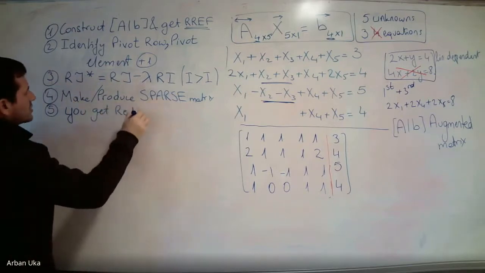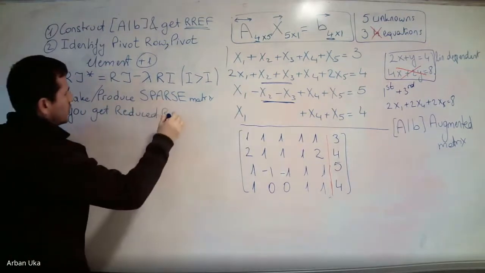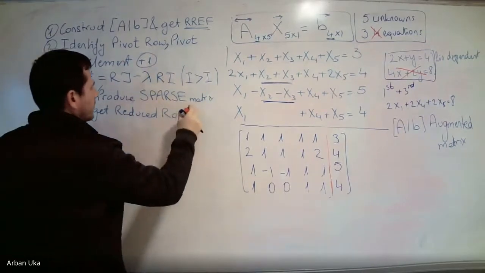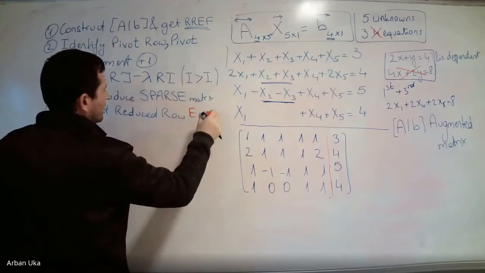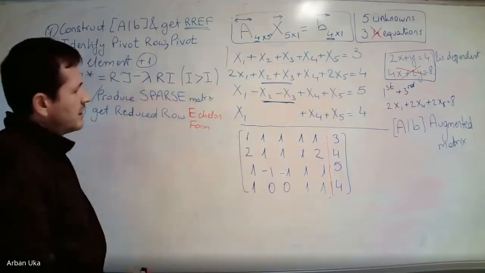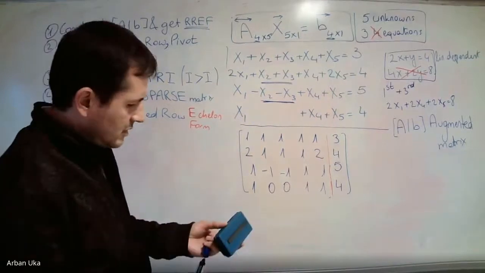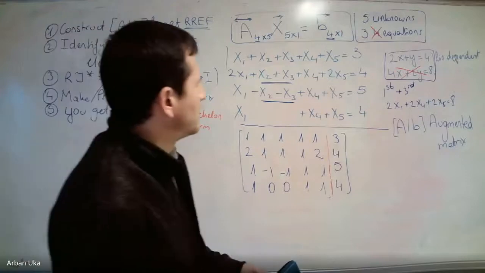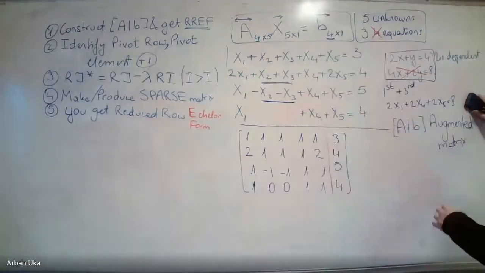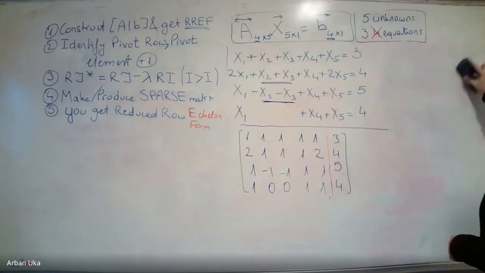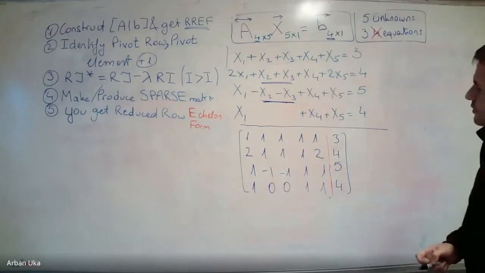you get reduced row echelon form. Now let's move on. Let's try to solve this system of equations. So this information, we can take this out, and let's check here.